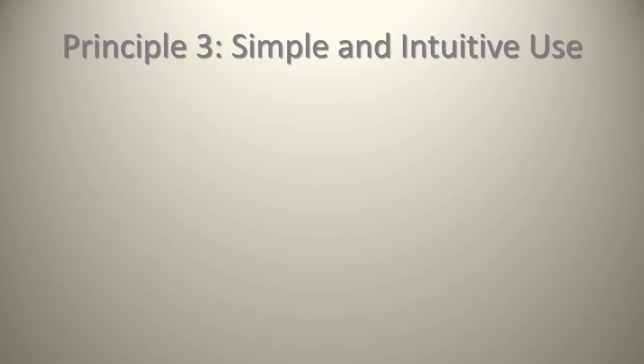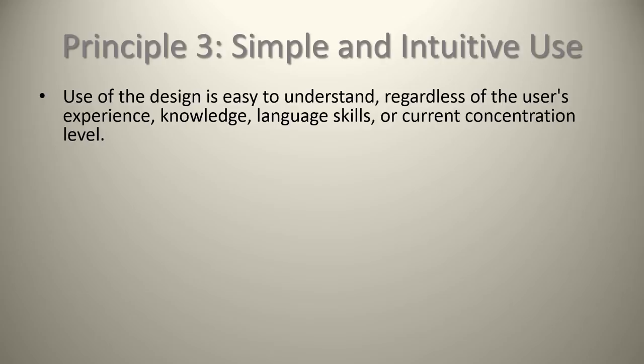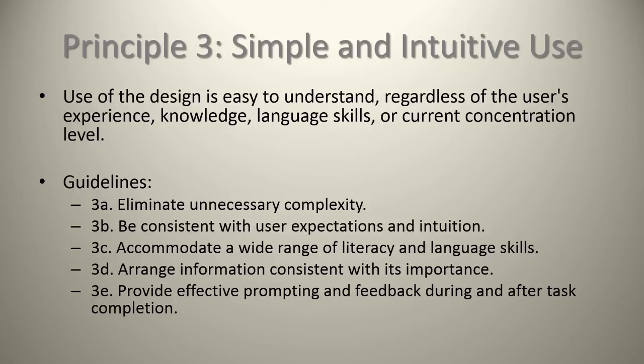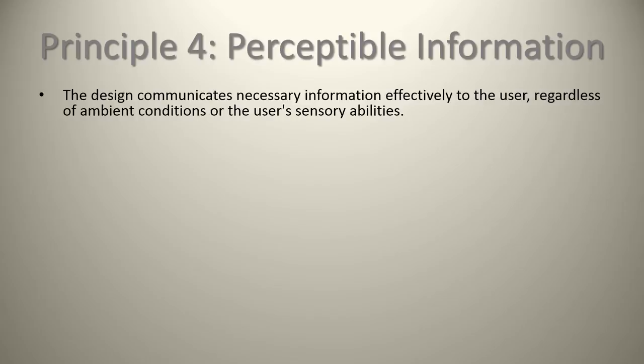So the use of the design is easy to understand regardless of the user's experience, knowledge, language skills, or current concentration level. So basically, eliminate unnecessary complexity if possible. Be consistent with user expectations and intuition. Accommodate a wide range of literacy and language skills. And finally, arrange information consistent with its importance and provide effective prompting and feedback during and after task completion. Principle number four, perceptible information. So the design communicates necessary information effectively to the user regardless of ambient conditions or the user's sensory abilities.